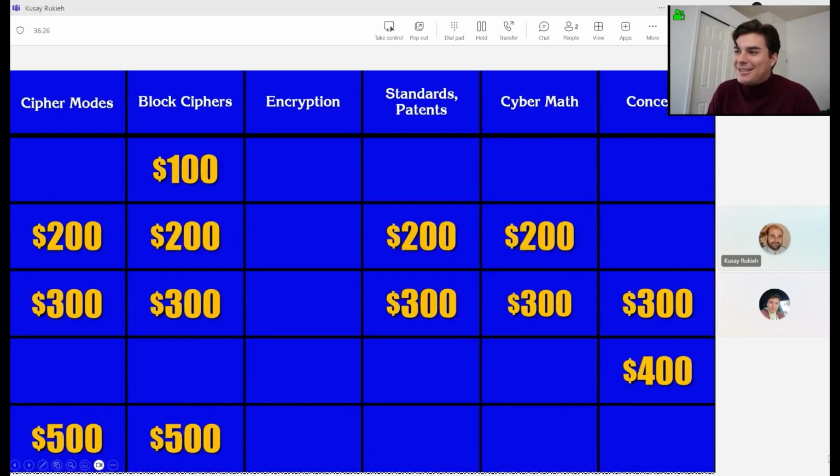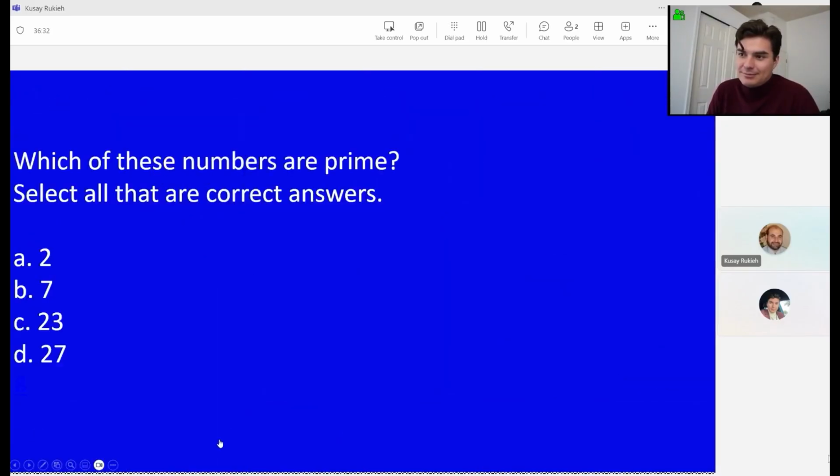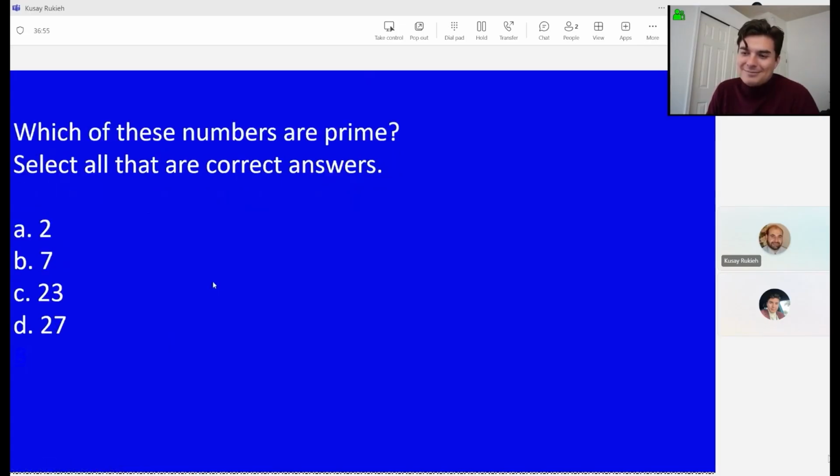Let's go with Cybermath for $300. Prime numbers. That would be 7, 23, and 7. ABC. B and C. Yeah, ABC. A, B, C. Okay, good. And how about two? Yeah, two is divisible by itself and one, right?